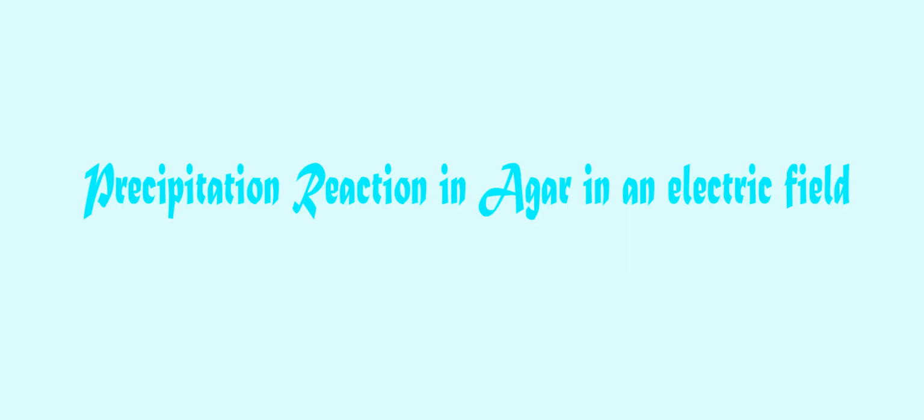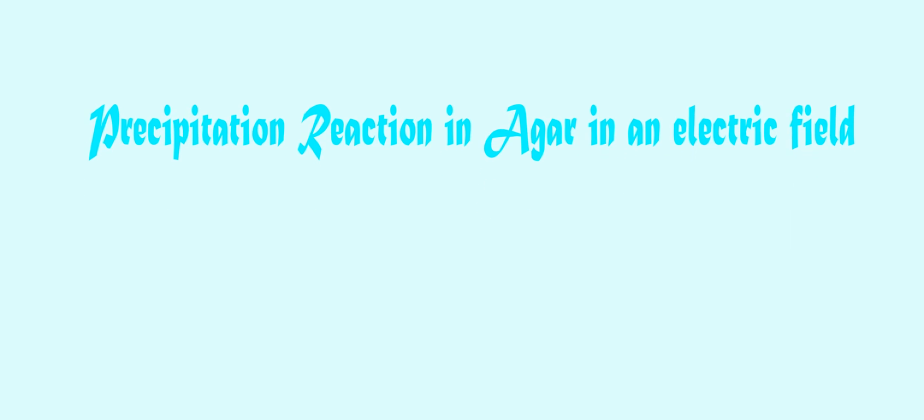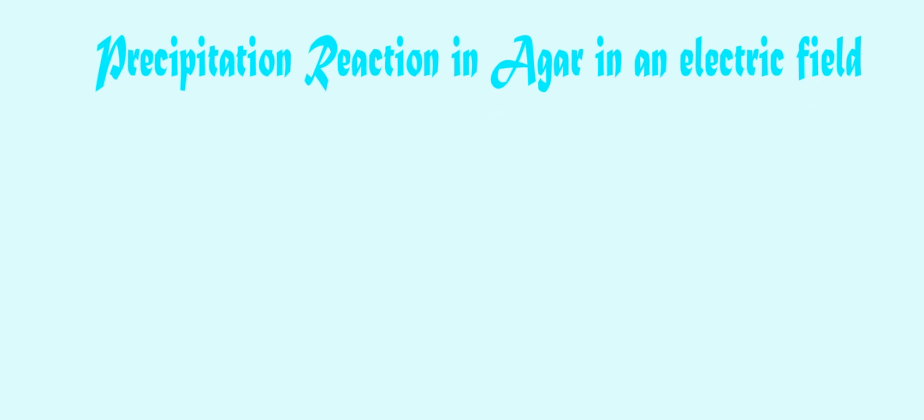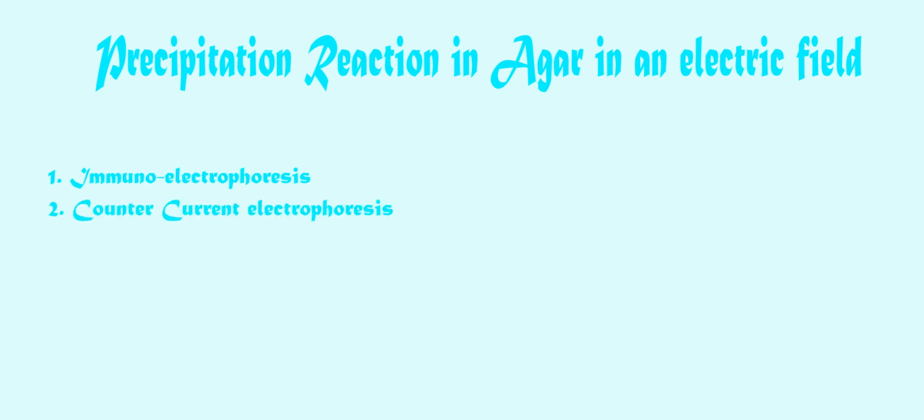Precipitation reaction in agar in electric field. Involves the precipitation in agar but with an addition of a current or electric field. Different reactions included in this technique are 1. Immunoelectrophoresis. 2. Counter-current electrophoresis. 3. Rocket electrophoresis. Precipitation reaction applications.